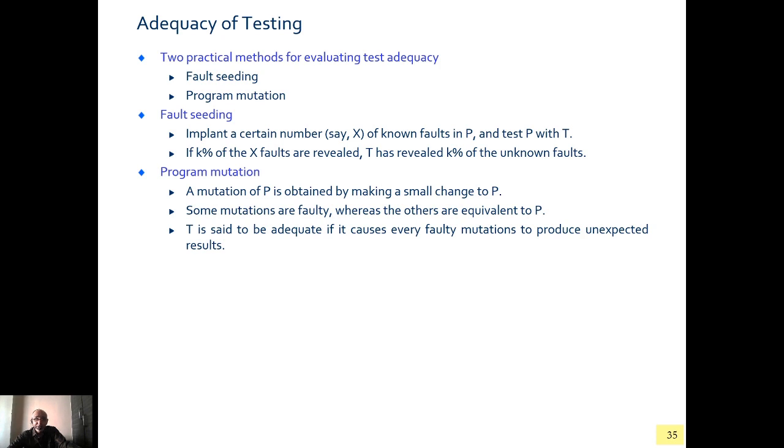Program mutation, okay, is changing the current version to the next version. Mutation of P, again, is part and parcel of white box testing and unit testing. A mutation of P is obtained by making a small change to P. Some mutations are faulty, and then P is said to be adequate if every faulty mutation is producing an unexpected kind of result.